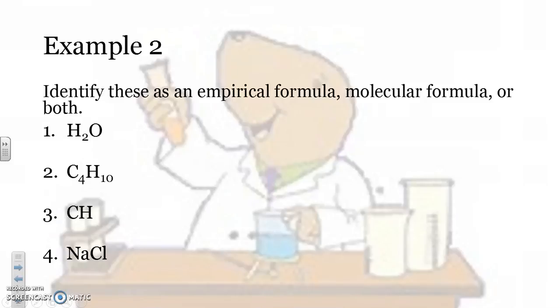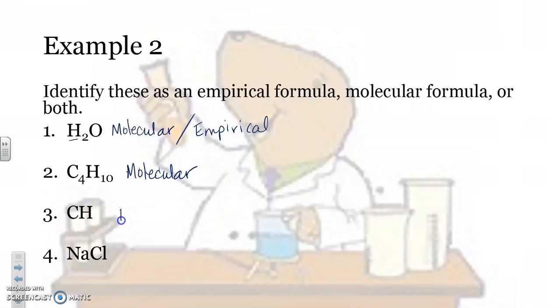Let's identify these as either empirical formulas, molecular formulas, or as both. Okay, so H2O, this would be a molecular formula. How do you know? Because it is water, and water is a covalent compound. Okay, C4H10. Okay, oh, and this would also be an empirical formula. Right? So it would be both. Why? Because it is the simplest form that you could possibly make. You can't simplify it anymore.